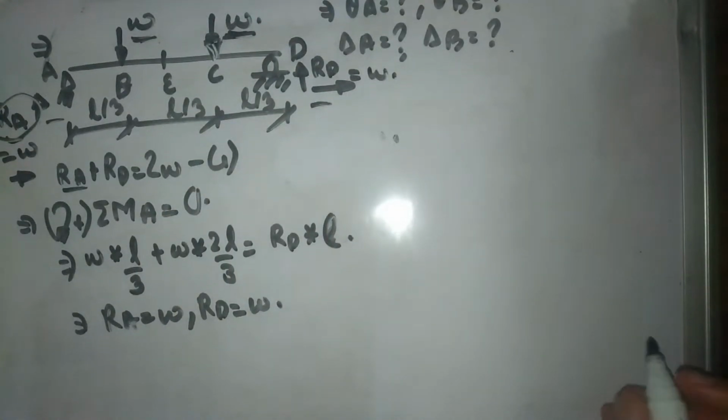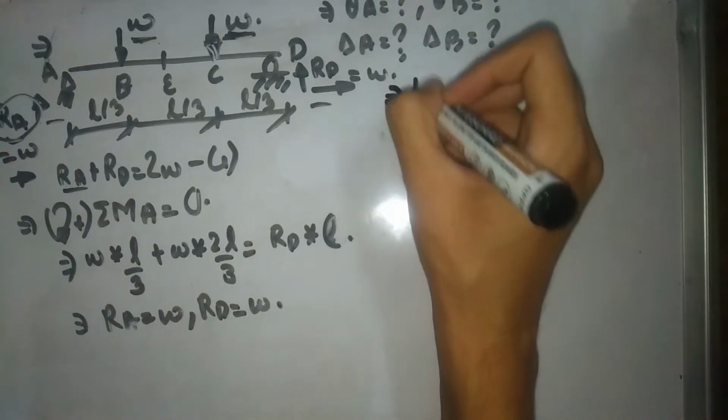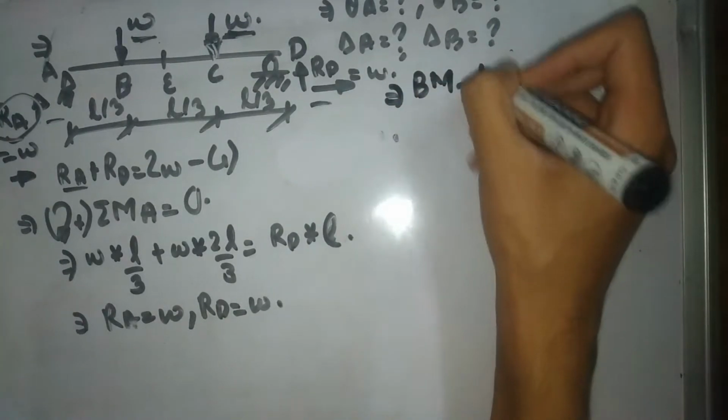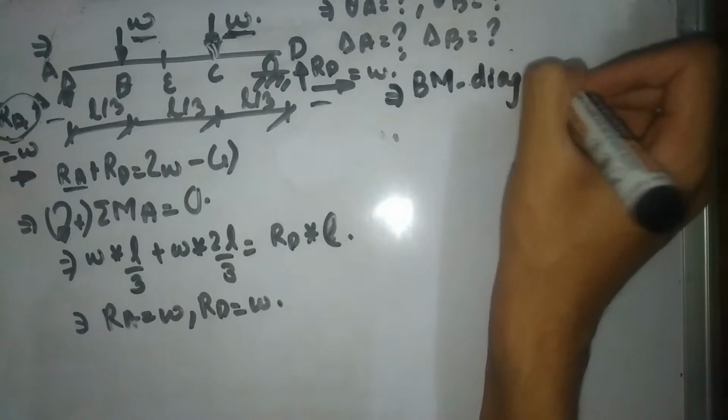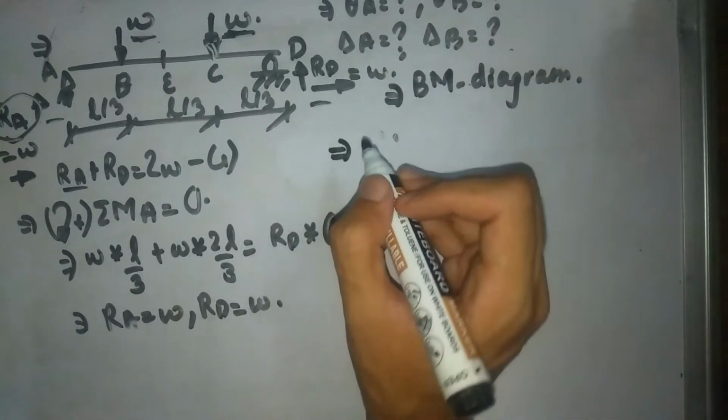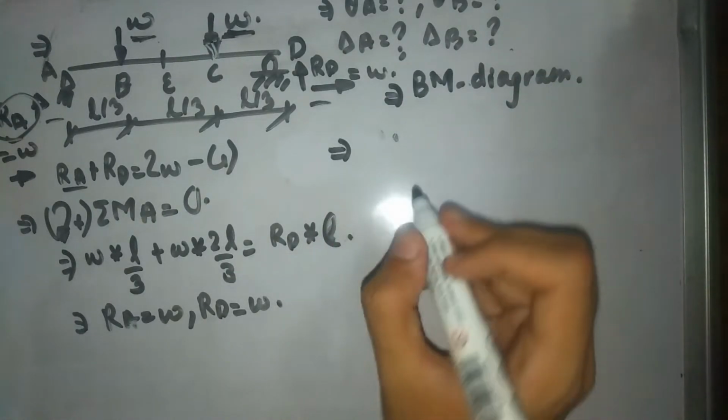So firstly, as I explained before, we are going to draw our bending moment diagram. Before drawing our conjugate beam, first let us draw our bending moment diagram. So I'm going to draw my bending moment diagram directly.